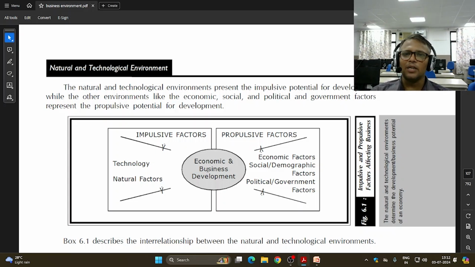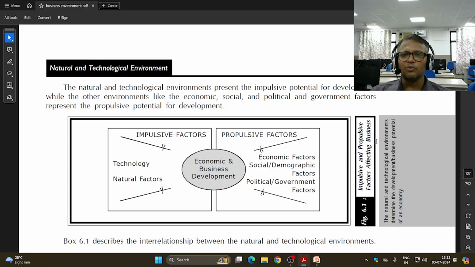The natural and technological environment presents the impulsive potential for development, and other environments like economic, social, political, and government factors represent the propulsive potential for development. You can see an image on the screen. In this image, at the center you will find the words economic and business development. And there are two types of sectors which are impacting this. The first is the impulsive sectors.